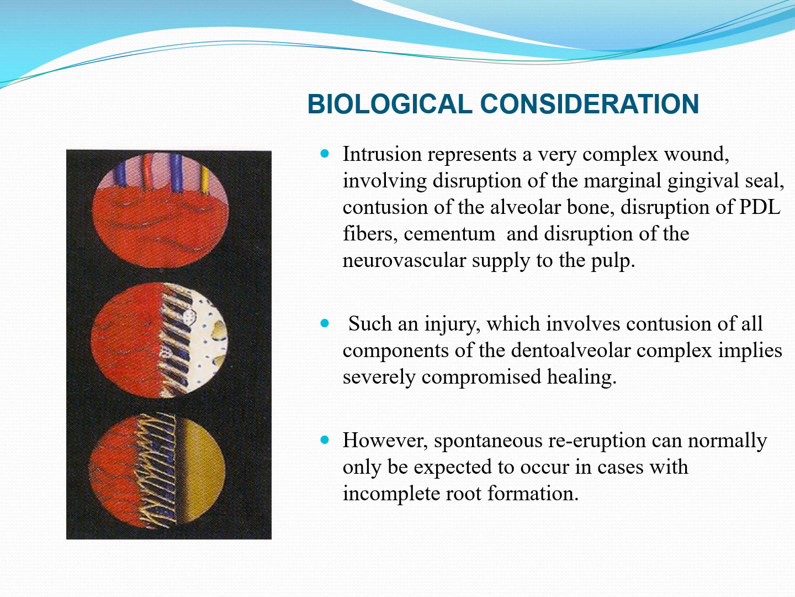Intrusion represents a very complex wound. It involves a disruption of the marginal gingival seal, contusion of the alveolar bone, disruption of the periodontal ligament fibers, cementum, and the neurovascular supply to the pulp. So everything has been damaged. Such an injury involves contusion of all components of the dento-alveolar complex, implying severely compromised healing. However, spontaneous re-eruption can normally be expected to occur in cases with incomplete root formation.